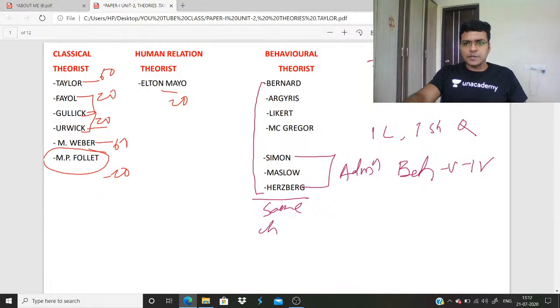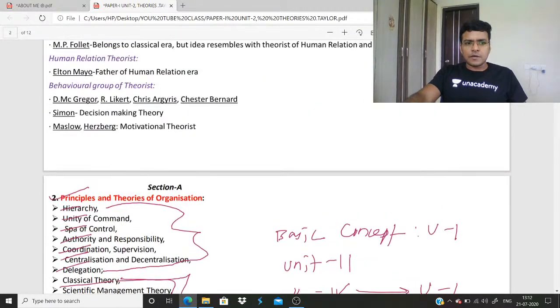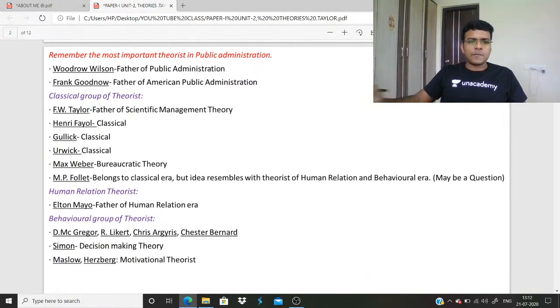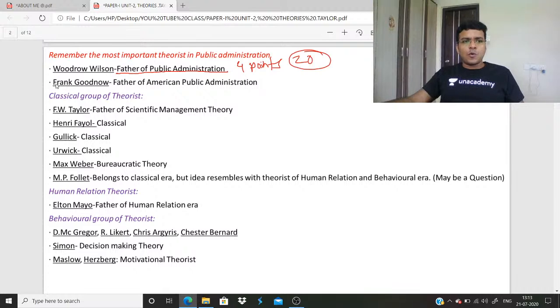So I'm giving you the next page here. Okay, look here. Here you will find a complete understanding of every theorist. Woodrow Wilson, yesterday we discussed, is known as the father of public administration. I have given you 4 points. With 4 points, you can write a 20 marker question on Woodrow Wilson. And you just need to know the name of Frank Goodnow, and just mention while writing the Woodrow Wilson question that Frank Goodnow is regarded as the father of American public administration.